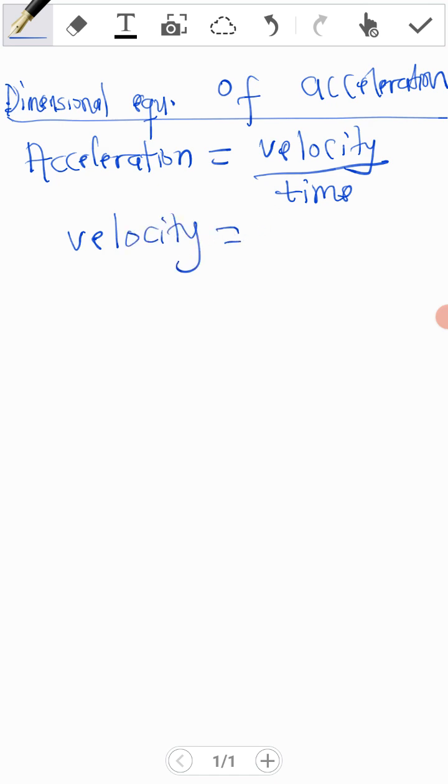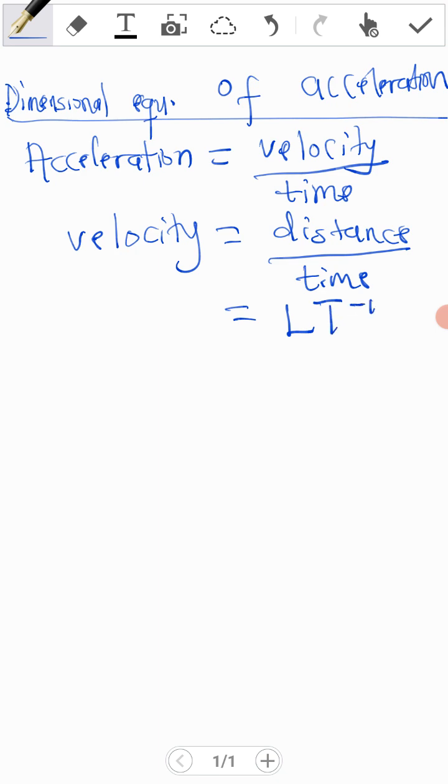And the equation for velocity is distance over time. And we know that the dimension for distance is capital L, and that of time is capital T. So we move it up, so it will become LT raised to the power -1. Now we know time, this time, right, is equal to what? Capital T.